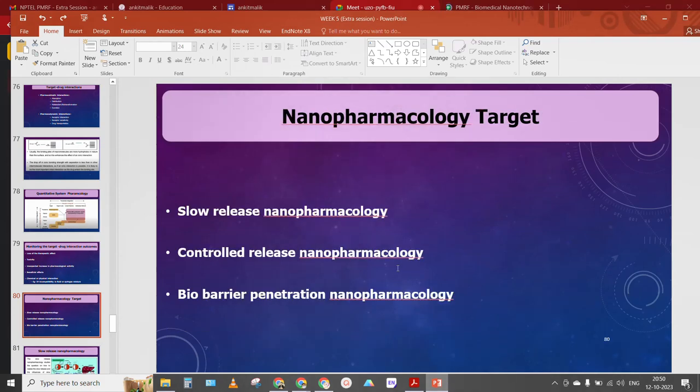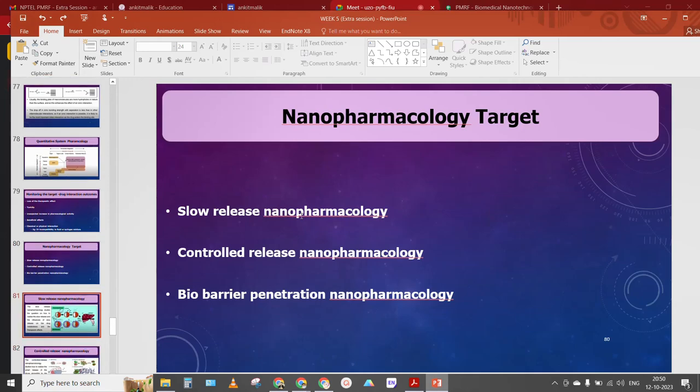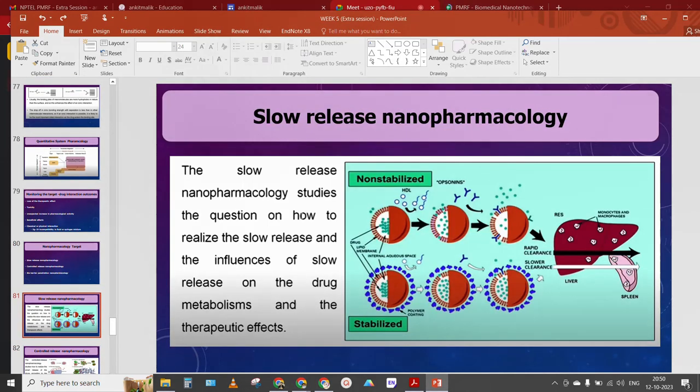Then what are the nanopharmacology targets? The nanopharmacology targets are slow release nanopharmacology, controlled release nanopharmacology, and bio-barrier penetration nanopharmacology. We'll cover them one by one now. The slow release nanopharmacology is the study of slow release of nanodrugs.